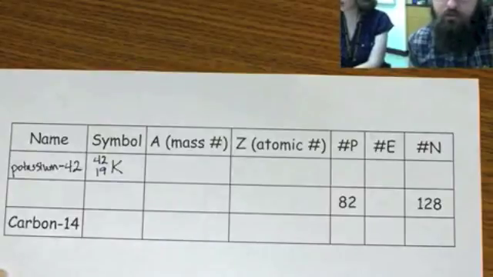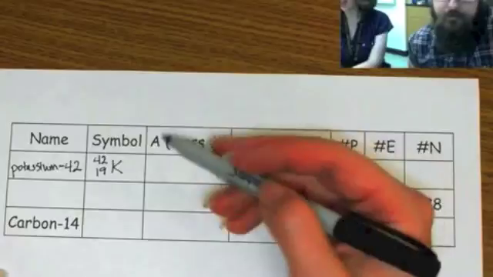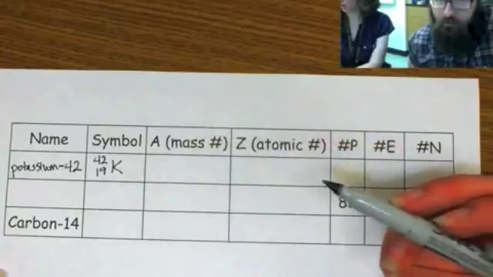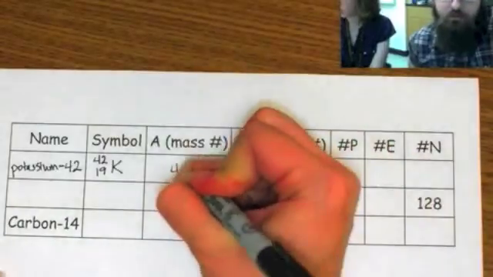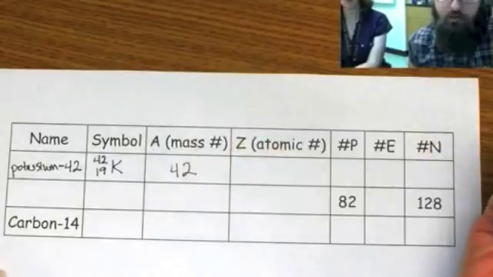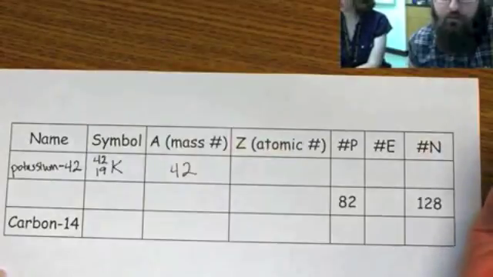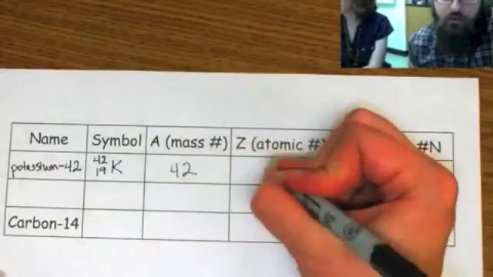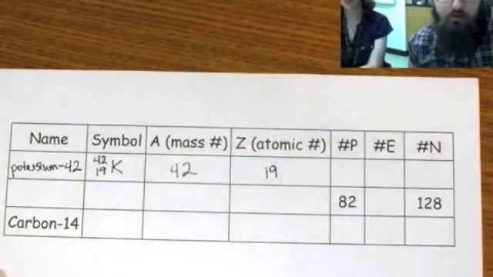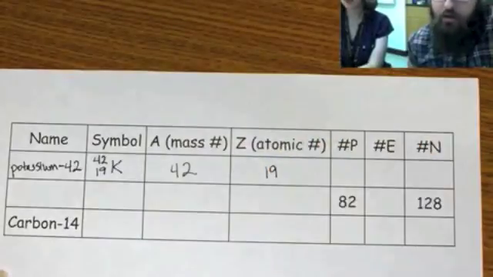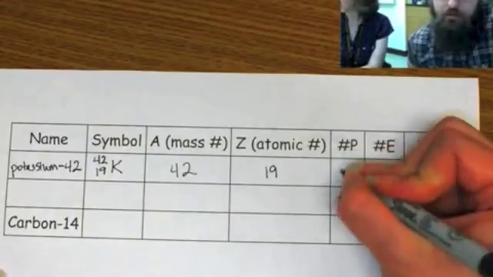We just said we know our mass number. That's our A. So what's our mass number? 42. And what's our Z? Where did we find our Z? That's the bottom number, 19. That's our atomic number. And what does our atomic number tell us? It tells us how many protons the atom has, so our number of protons is going to be 19.